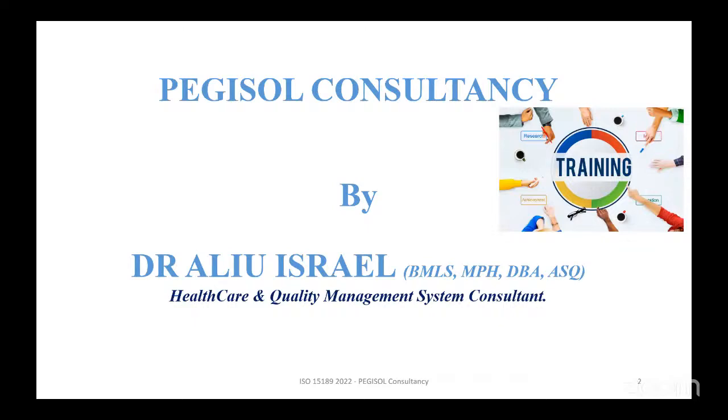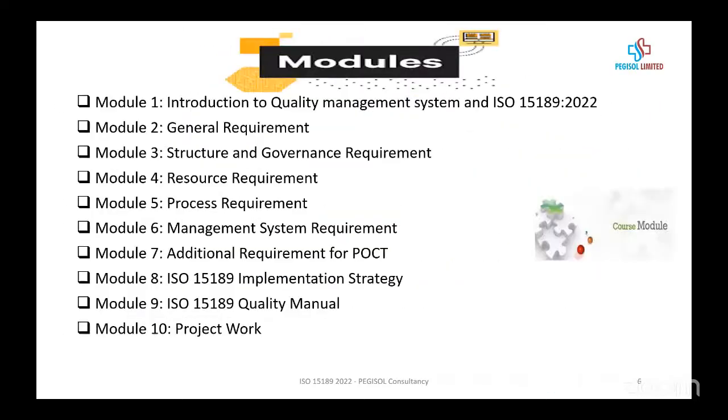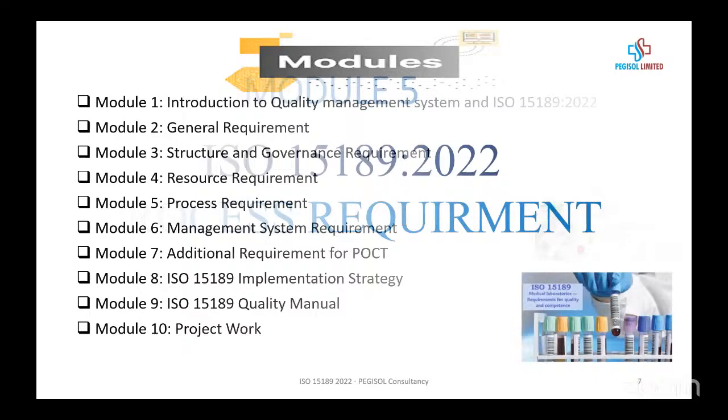So today we're going to be looking at Module 5. Module 5 talks about process requirements, and we have looked at general requirements, we have looked at structure and governance requirements, we have looked at resource requirements, and today we're going to be looking at process requirements. Now, there are 5 major requirements of the ISO 15189:2022. We have also looked at the quality manual on the slide. So we are going to look at process requirements for today.